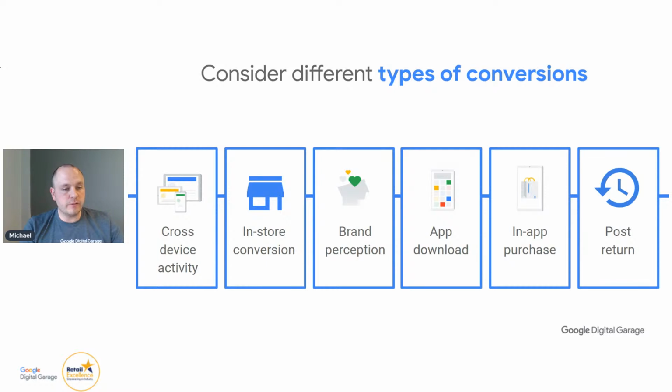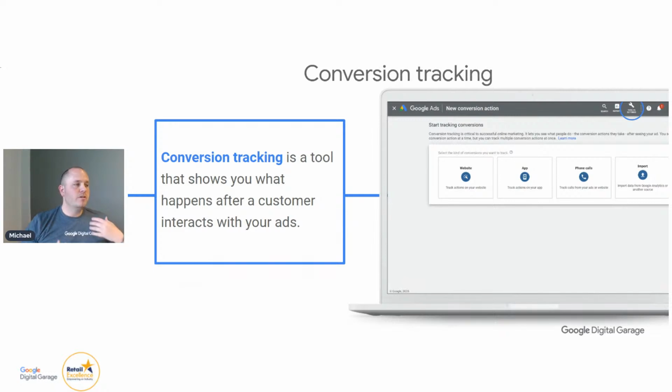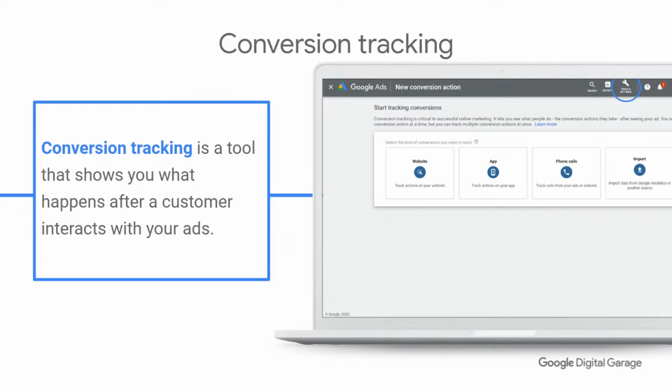So, fortunately for us all, Google have got some tools available to make tracking a lot easier and a little bit easier for us to read and digest. Conversion tracking. All right, so let's start getting into the nitty-gritty. Conversion tracking is a tool that shows you what happens after a customer actually interacts with your ads. Conversion tracking starts with you creating a conversion action in your Google Ads account, at the top under Tools, Settings, okay, and Conversions.